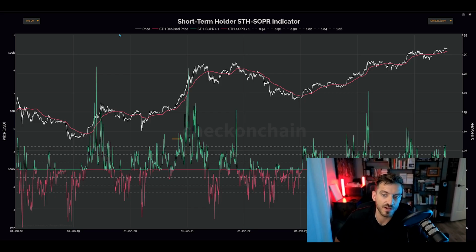This is an incredible tool for mid-cycle timing. This is the short-term holder SOPR indicator, which just stands for spent output profit ratio. This measures whether short-term holders are selling at a profit or a loss. Below 1 basically means panic selling. Above 1 means profit taking. Mid-cycle, if the SOPR is under 1 and under realized price, DCAing makes sense.